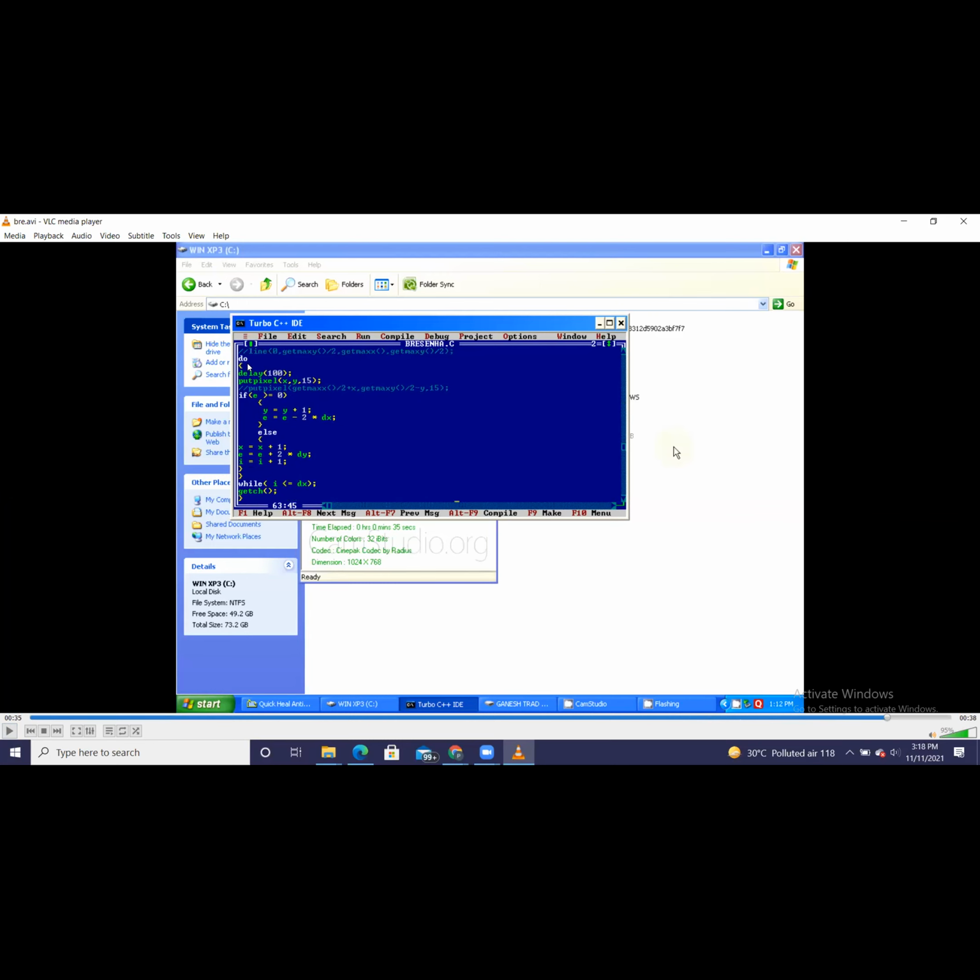Okay, so next what I have done is I have used a do while, and while i is less than or equal to dx. Why have I taken it up to dx? Because the line is more inclined towards the x-axis. That means dx is more, right? The dx value is more than dy, and that's why I have taken i less than or equal to dx. Then I am using this do while loop.